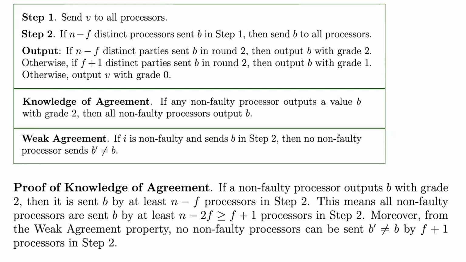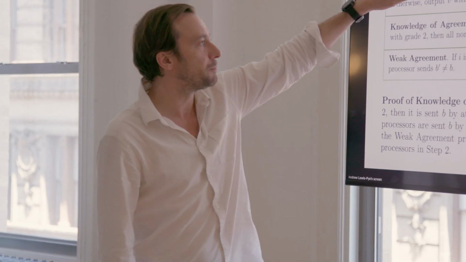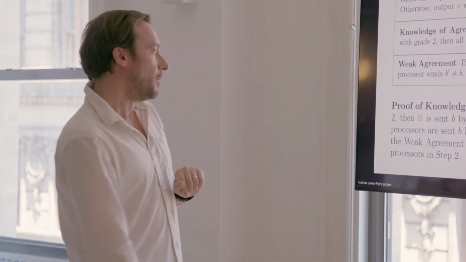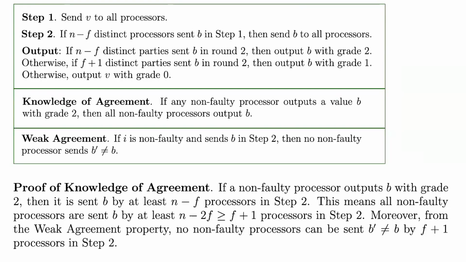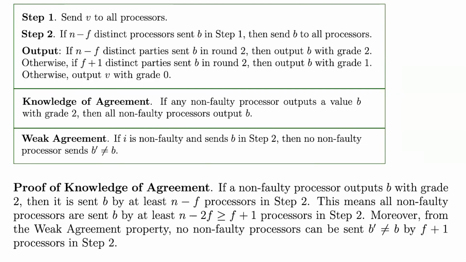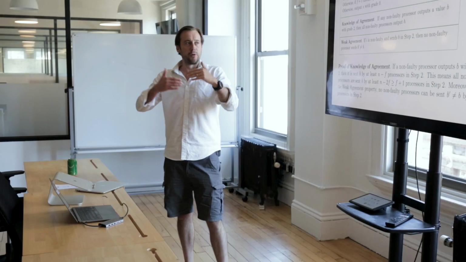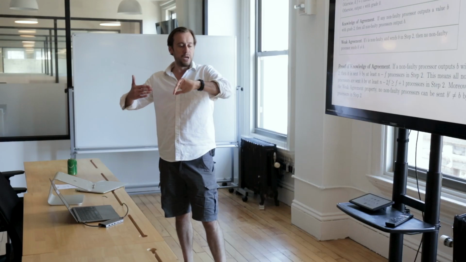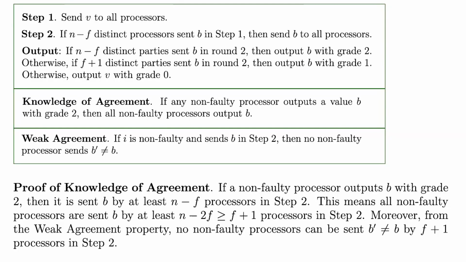Just to make sure things are well defined here, you can't be outputting multiple B with grade 1. Note that from the weak agreement property, no non-faulty processor can be sent B prime not equal to B by f plus 1 distinct processors in step 2. So you could only output one value with one grade here. So the point of that is we've got this simple protocol, and it satisfies this nice knowledge agreement property, which says that if any non-faulty processor outputs a value B with grade 2, then all non-faulty processors output B.